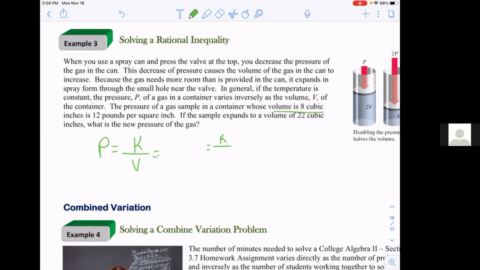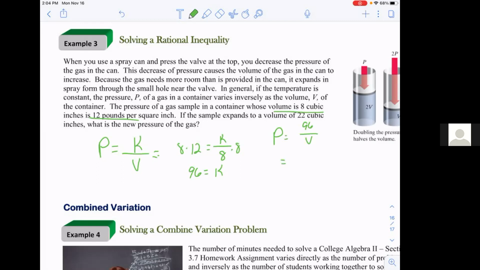The volume is 8 cubic inches, so we know an 8 goes there. The pressure is 12 pounds per square inch, so I know 12 goes there. So if we multiply that 8 over to solve, we know K is going to be 96. So my equation is basically this. The pressure in the can is going to be 96 divided by the volume of the can.